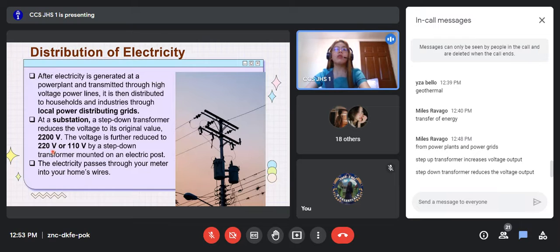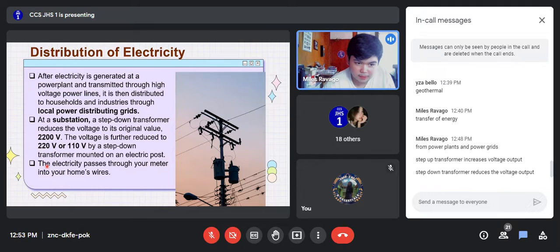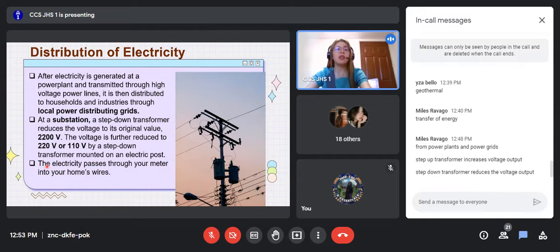So again, why do we need to reduce the voltage upon entering our meter? Why do we need to reduce the voltage before it enters our households? Nature, most of our appliances are rated 220 volts. Most of our appliances have a certain voltage limit, di ba? So if it is exceeded, then it will explode. Okay, so for safety purposes, we need to lower the voltage. Okay, that's the reason.